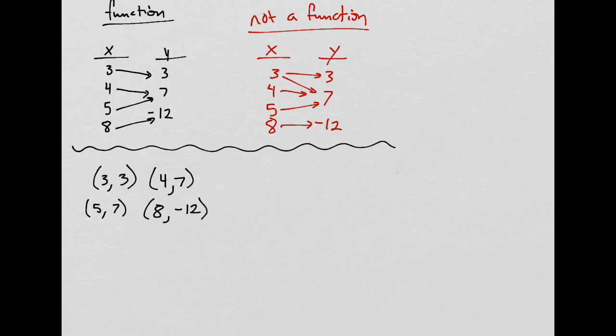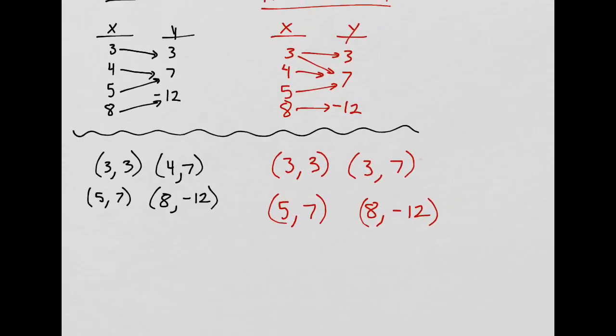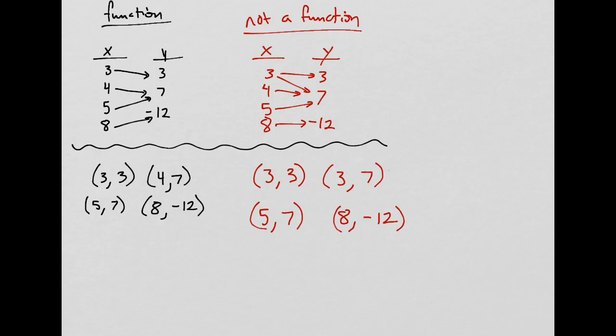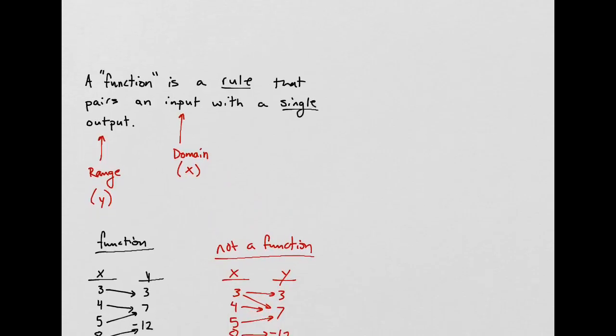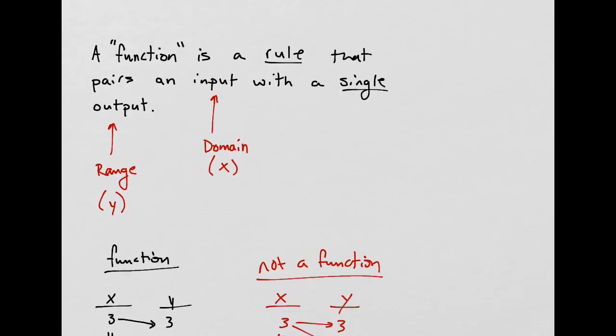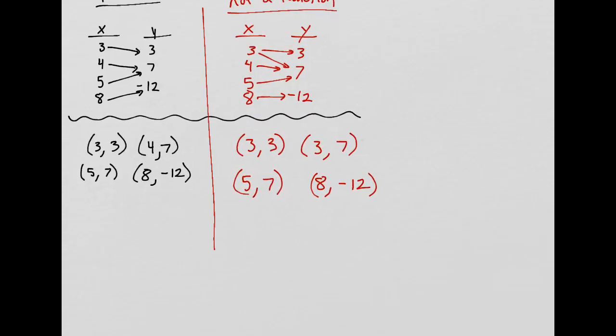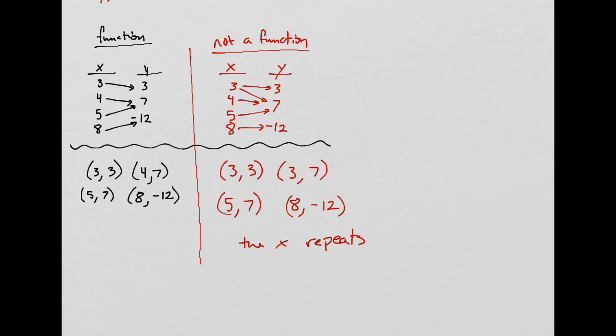Remember, this is not a function. This is how you know it's not a function, because the x repeats. If the x is repeating and it has two different outputs, then it's not a function. You can only have one output for a single input. So a function is a rule that pairs an input with a single output. This is still not a function because 3 is paired with 3 and 3 is paired with 7. The x repeats, so it's not a function. So that's another way to represent a function and not a function.